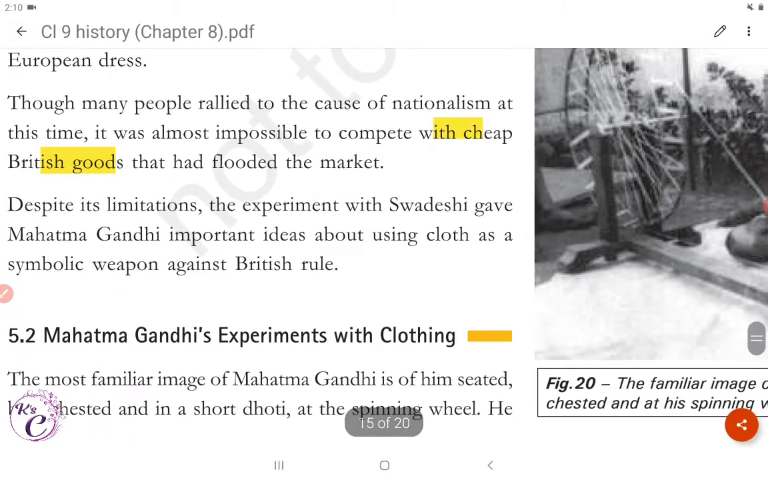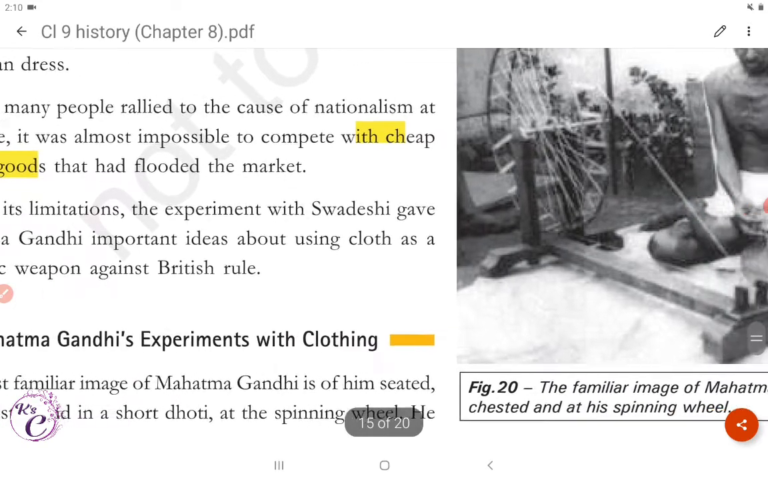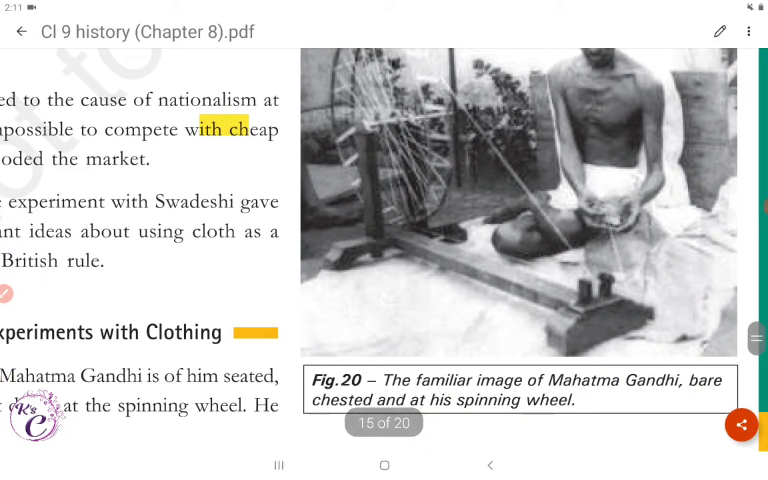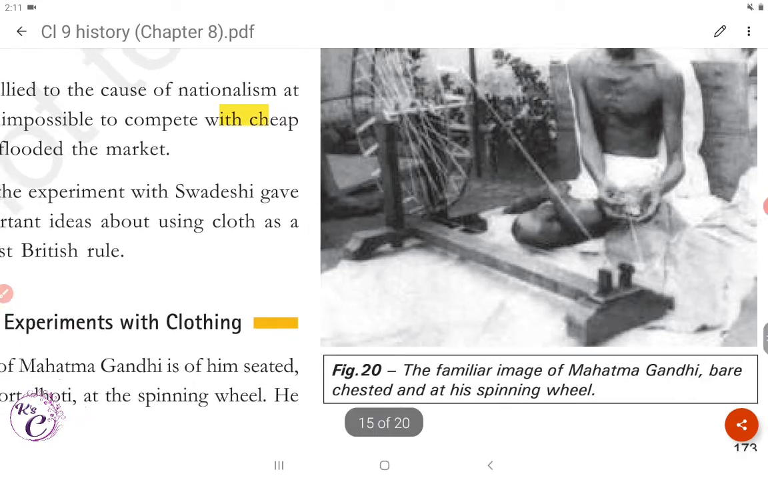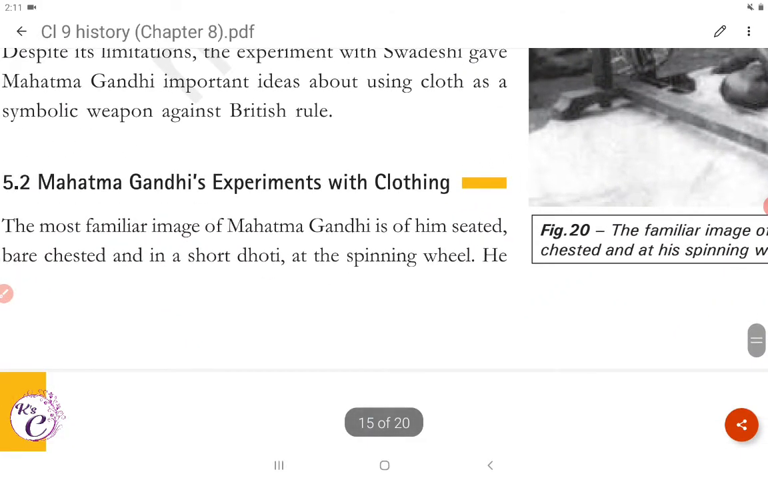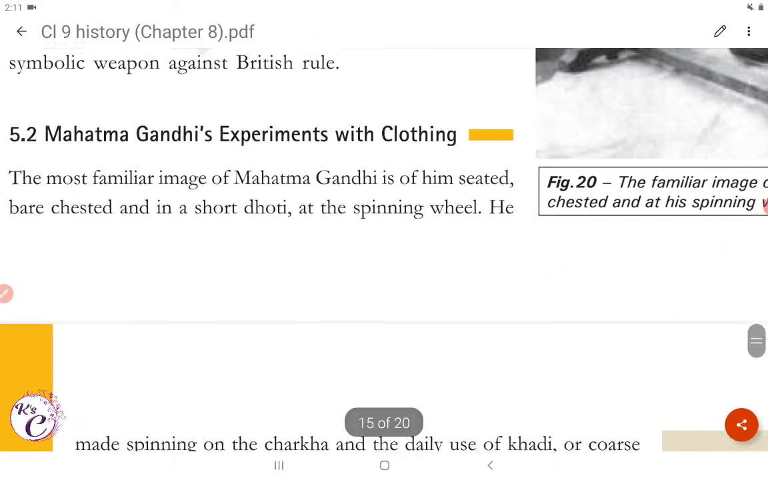Despite its limitations, the experiment with Swadeshi gave Mahatma Gandhi important ideas about using cloth as a symbolic weapon against British rule. Figure 20: the familiar image of Mahatma Gandhi, bare chested and at his spinning wheel. Mahatma Gandhi's experiments with clothing.